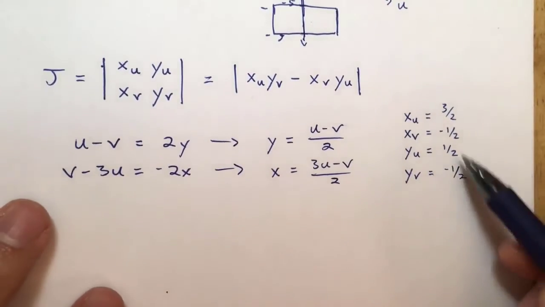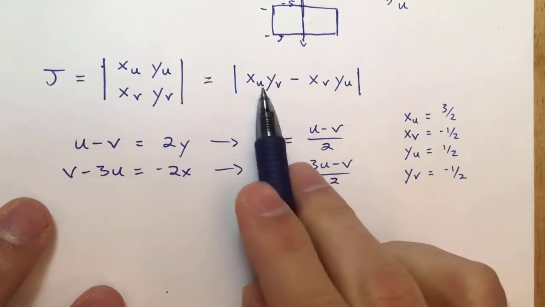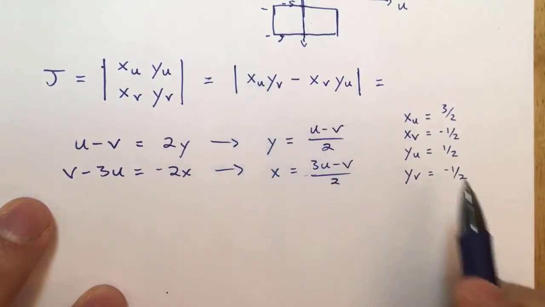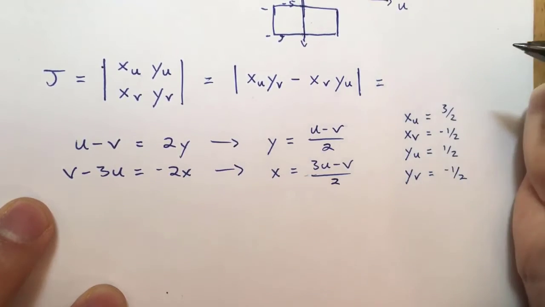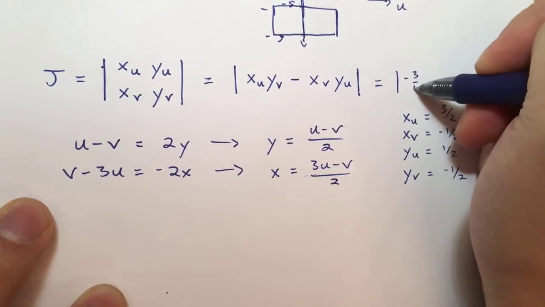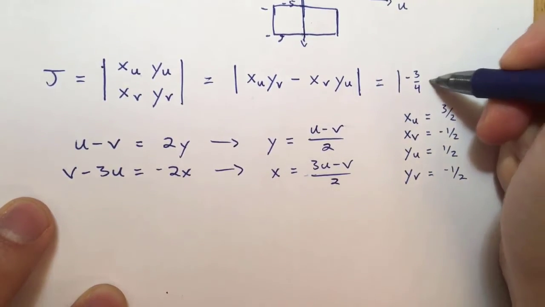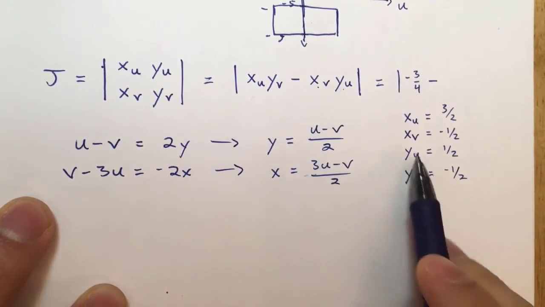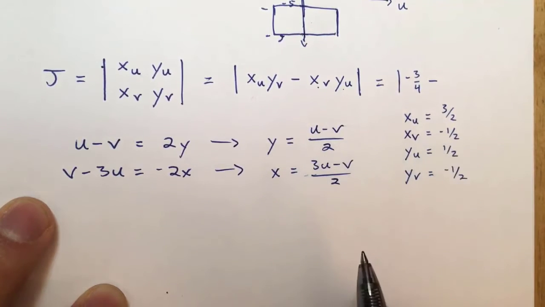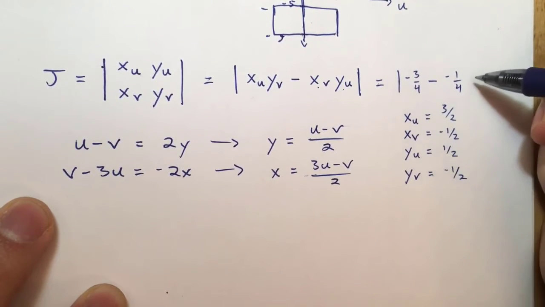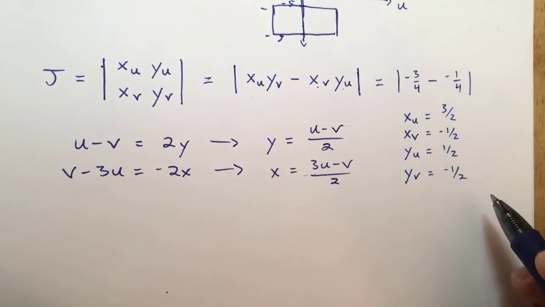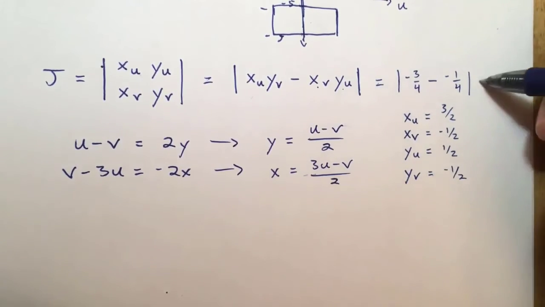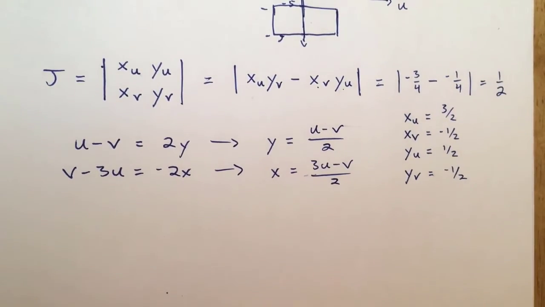All right. So now I can do this up here. xu yv, well, that's 3/2 times negative 1/2. That's negative 3/4. Right. And then xv yu, that's negative 1/2 times 1/2. That's negative 1/4. Negative 3/4 plus 1/4 is negative 2/4. When I take the absolute value, I get 1/2. So the Jacobian here is just 1/2.